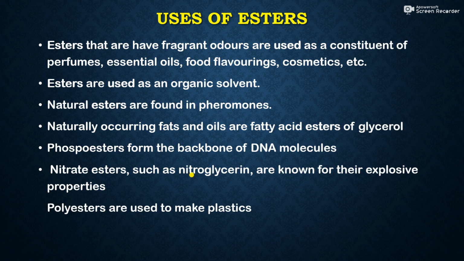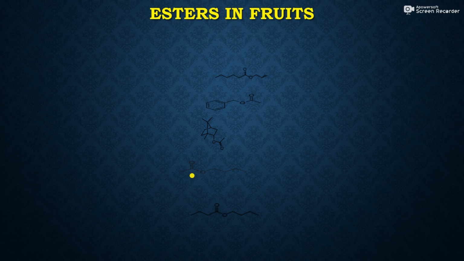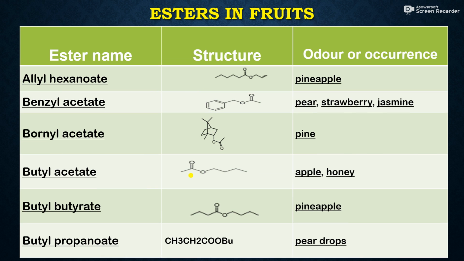Polyesters are used to make plastics. Esters are also used to make surfactants, for example, soap and detergents. So friends, these are some esters found in different types of fruits. So here we have the name of the ester, structure and odor or occurrence.